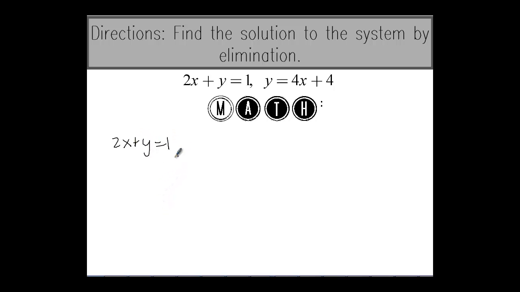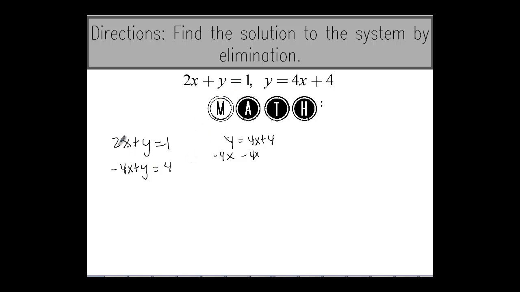In order to eliminate, we have to get one of our variables to cancel out, and we have to make sure both of our equations are in the same form. So we are in standard form here. We have x, y equals a number, but we are not here. So we need to take y equals 4x plus 4 and get it in the same form, which means we're going to have to subtract 4x from both sides. So we're going to get negative 4x plus y equals 4 as our other equation.